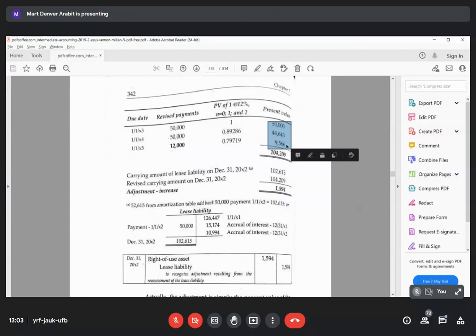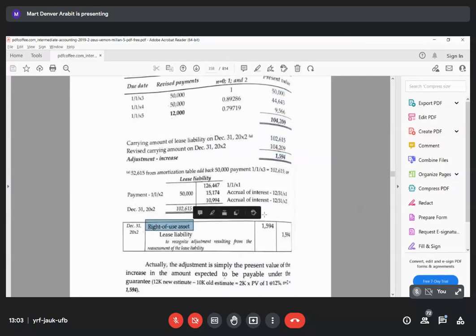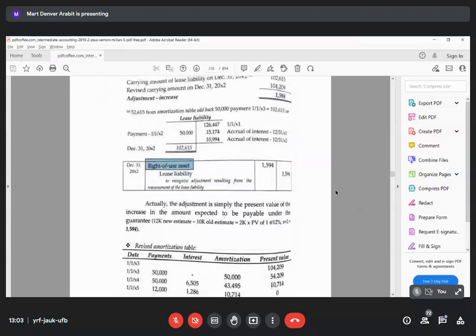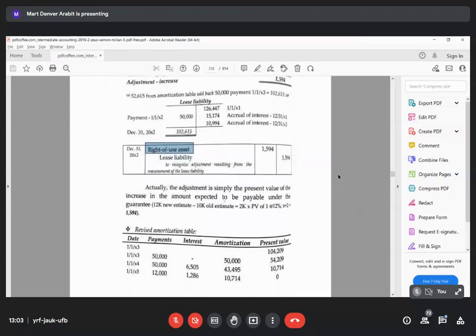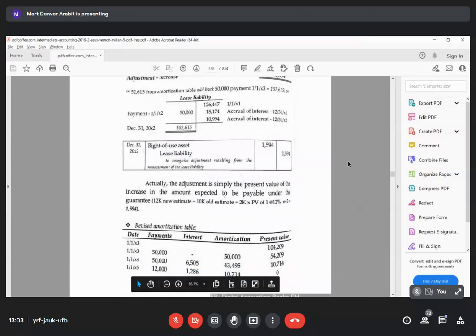And after we compute their present values, we just compare the total present values as recomputed from the previous one. So, adjustments would be reflected both on the right-of-use asset and this liability. So, that's it. We just increase the present value that we need to recognize for us to set up the correct amount that we guaranteed to be paid to the lessor.